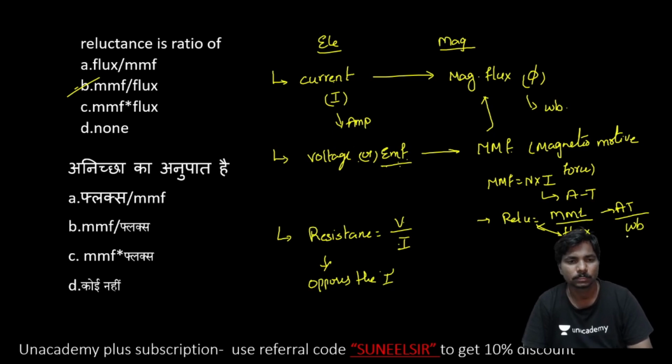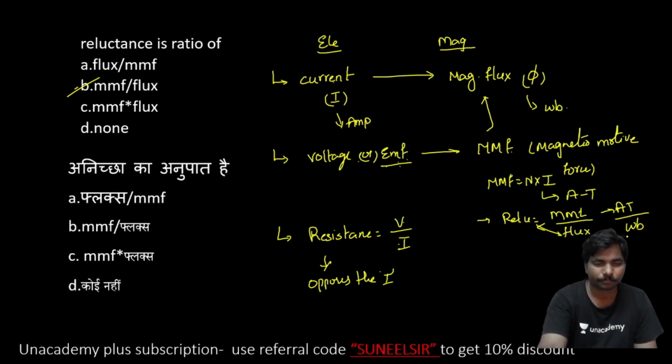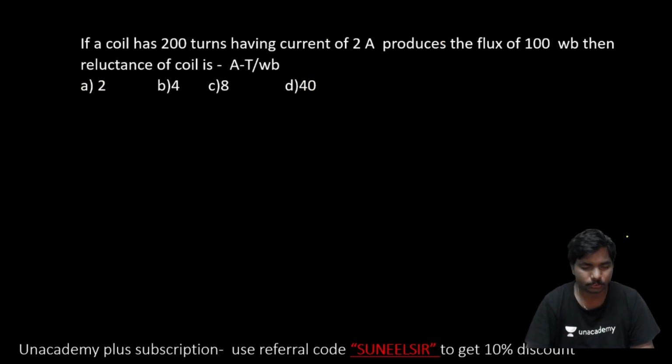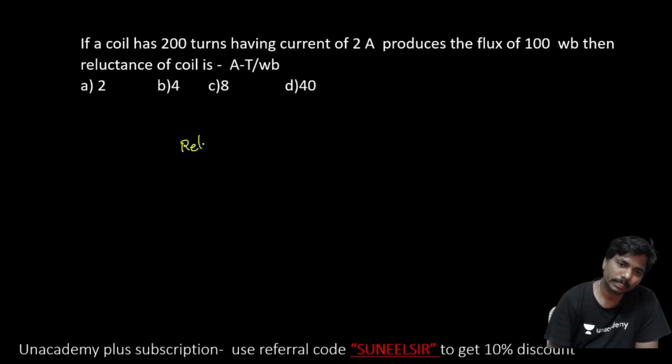Coming to the next one. If you want, you can watch once again. If a coil has 200 turns having a current of 2 amps and produces a flux of 100 Webers, then the reluctance of the coil is dash. Just now we have discussed reluctance: MMF by flux.